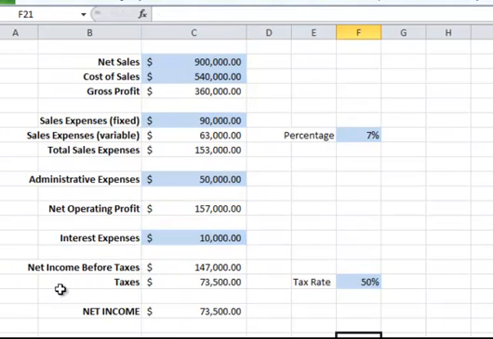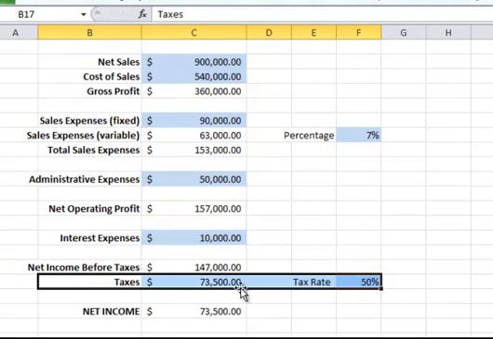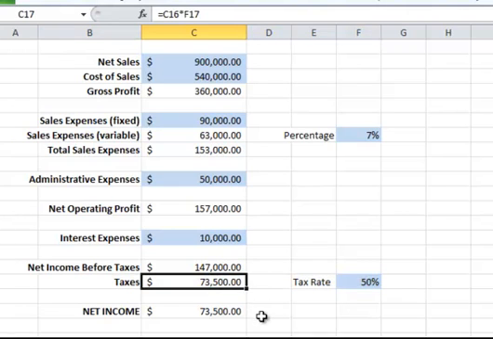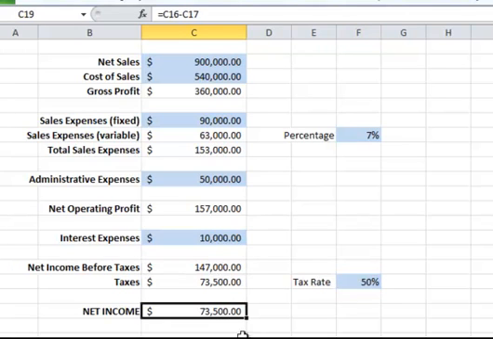Now, the other place folks made some errors is taxes. Income taxes are based off of the income before tax. So this 50% was applied to here. Some folks applied the 50% to the net sales. So that would be a sales tax. This is an income tax. So it's 50% of our net income. And then our net income after taxes, income before taxes minus taxes gives us our net income.